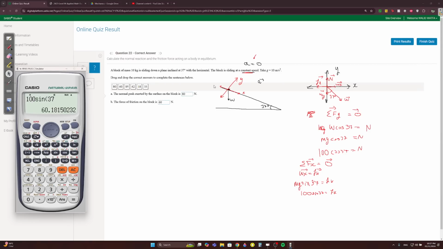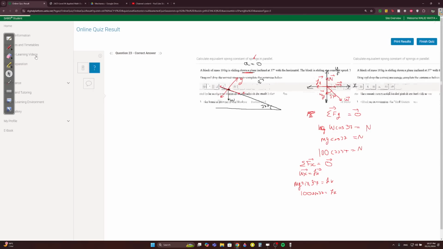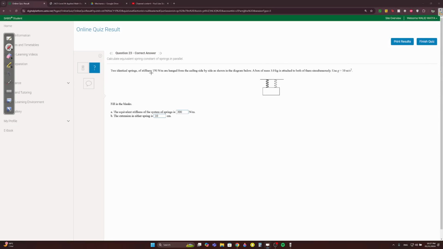you get 60. Again, if it's a constant speed with no force being applied, inclined plane, you can simply use this rule. Okay? And this rule for the friction. You can simply use them, if they say constant speed.